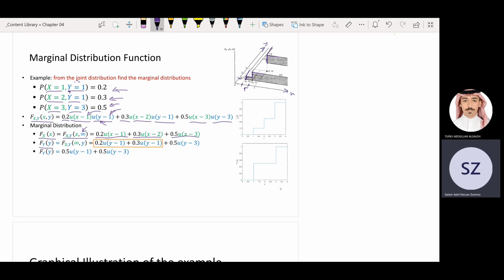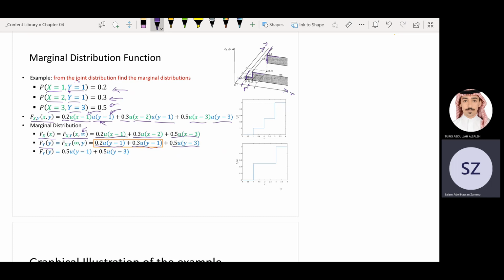Now let's see fy of y as well. Fy of y, think about it both ways. When we put infinity and when we think about it from the distribution point of view. Let's put infinity in x. When you put u(infinity minus 1), what is the value of this? It's 1. So what do you get? 0.2 u(y minus 1). When you put infinity in x here, the step function is 1. So it's 0.3 u(y minus 1) again. And when you put infinity here, you get 0.5 u(y minus 3).